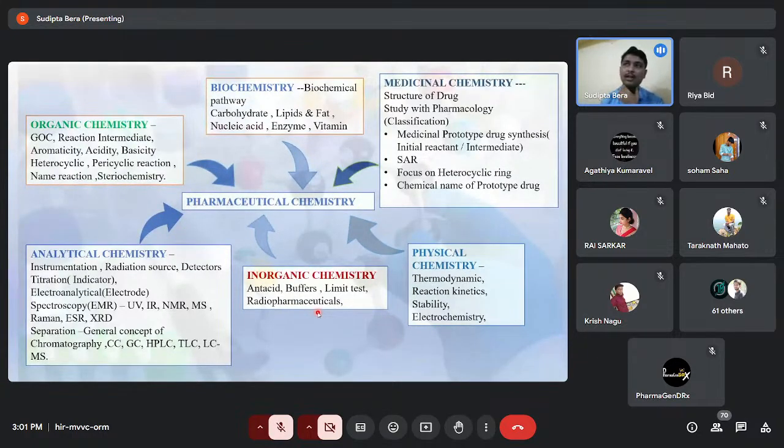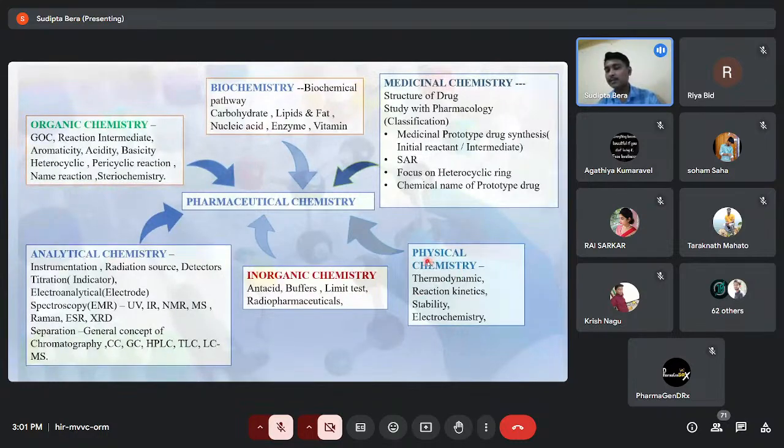radiopharmaceuticals. Radioisotopes used for pharmaceutical diagnostic purposes. You should know when iodine is used, because in hyperthyroidism, sometimes a radioisotope of iodine is used. And in any imaging for diagnostic purposes, radioisotopes also help. So radiopharmaceuticals is one small topic; you just need to know the topics.